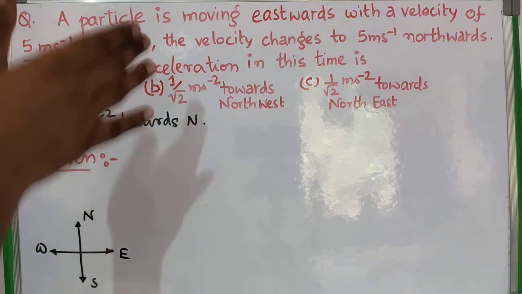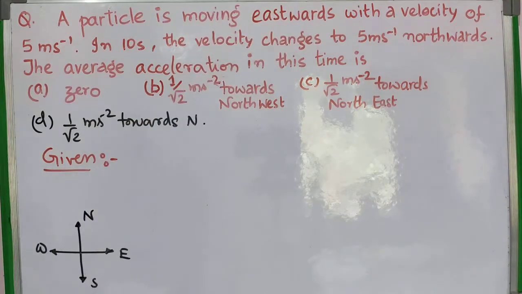Since the body is moving in eastward direction, in order to show the east direction, I'm taking east direction as positive x-axis. So how to denote the positive x-axis? By writing a direction unit vector i cap. So east direction is denoted by i cap. So what would be the west direction? Minus i cap, because it is opposite to east.